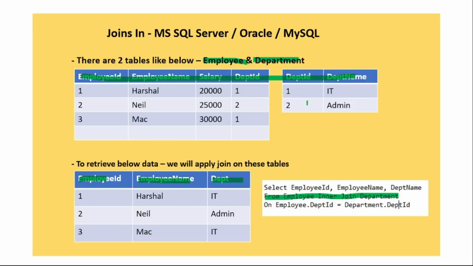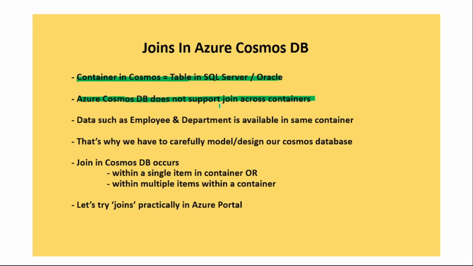Okay, so here we could see in relational databases the data is distributed across different tables and we can apply joins across different tables. But Azure Cosmos database does not support join across containers, and so the data from the employee and department tables will be available in the same container in Azure Cosmos DB. And that's why we have to carefully design our Azure Cosmos DB, and we'll discuss how we can model or design our Cosmos database in detail in our upcoming videos.